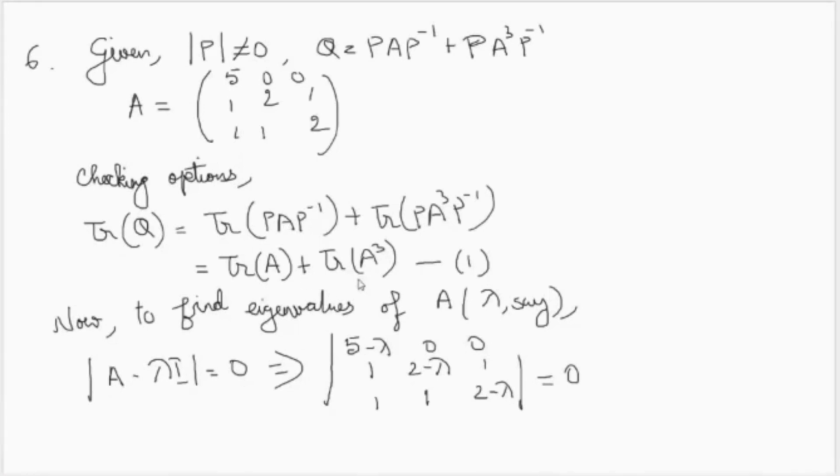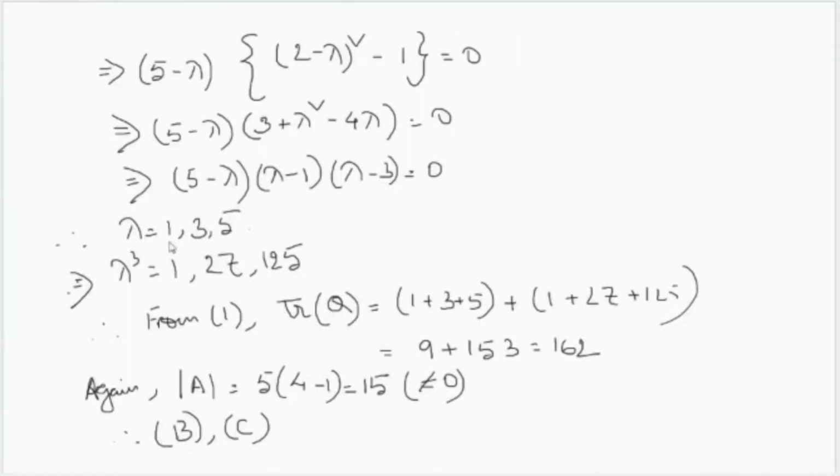Okay, so I've written down this as equation 1. And now say we represent the eigenvalues of A as lambda, and we solve the equation determinant of A minus lambda I is equal to 0. I have simply solved the equation, and the solutions come out to be lambda is equal to 1, 3, and 5. So lambda cube is 1, 27, and 125. And we know that the trace of a matrix is the sum of the eigenvalues of the matrix. And since the eigenvalues of A are lambda, the trace of A is actually 1 plus 3 plus 5.